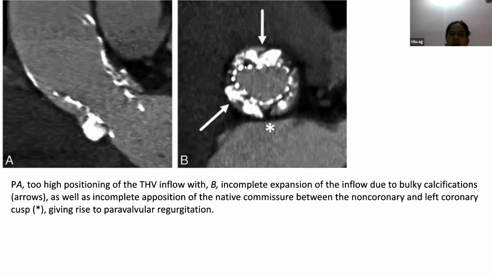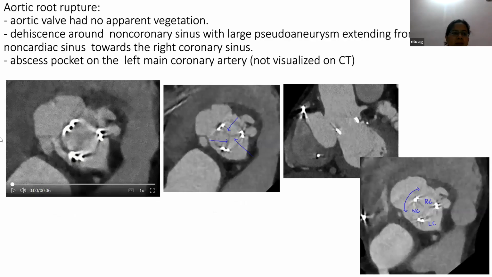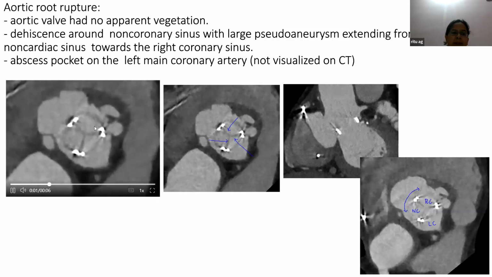It should be having a round circular shape as I showed you in the previous study, but because of these nodular calcium, there is incomplete opening of the valve, and therefore this space is left and there is leak of blood extending across this valve, giving rise to paravalvular regurgitation. That was another case, aortic root rupture happened post-TAVR.